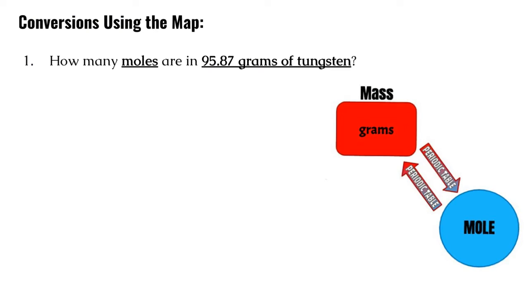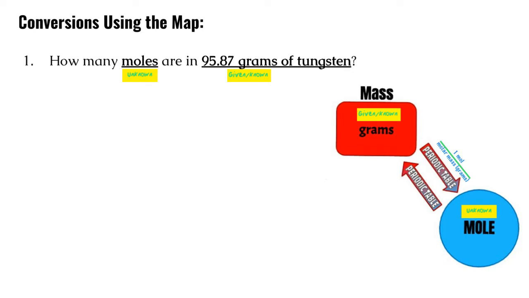The first problem we're going to look at is how many moles are in 95.87 grams of tungsten. So here we have our number with our unit, so that is our given or our known quantity. Moles does not have a number with it, so that automatically tells me that is our unknown. So we are looking at starting at mass and ending at moles. So our given quantity is mass and our unknown quantity is moles.